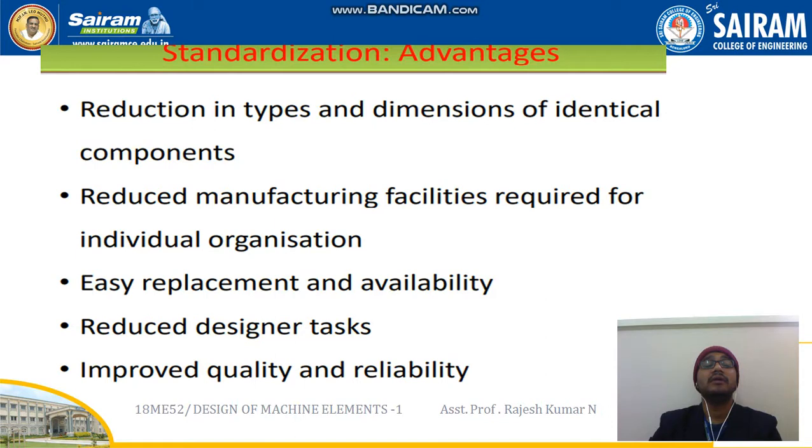If in my product any one of the parts is not working and should be replaced, and it is a standard product, that particular part can be replaced because the standard dimensions of components will be available in the market. The next one is that it reduces the manufacturing facilities required for the individual organization. Once standardization is given for one product, I can follow similar standardization, whether it is a manufacturing process or material selection. I can go with the same kind of process, so I need not focus on other problems. Instead, I can continue the similar process. The next one is easy replacement and availability. And the fourth one is reduced designer tasks.